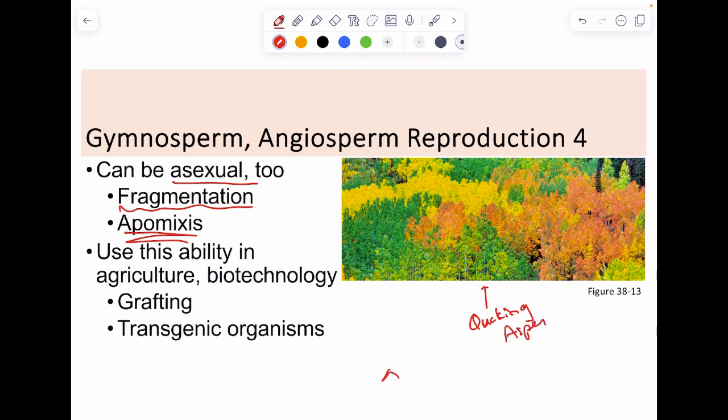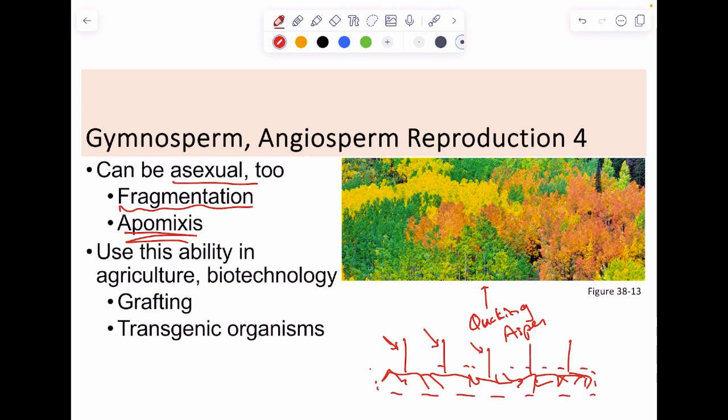So this one here, turns out the roots are really old. So if you were to have its root system, and then it shoots up plants or stalks, all these turn out to be clones of the roots. So everything you see in this picture here is the same organism.